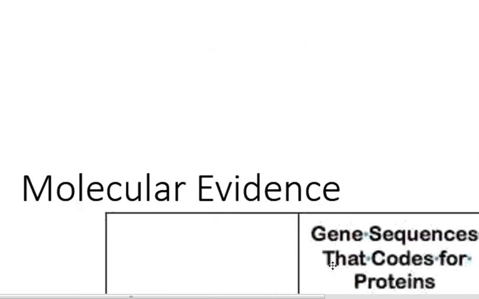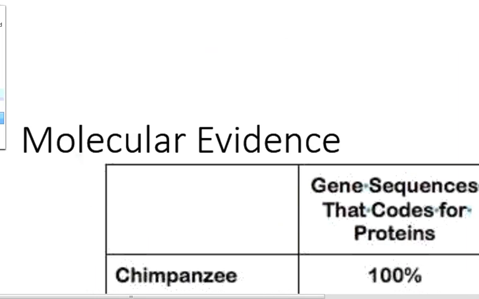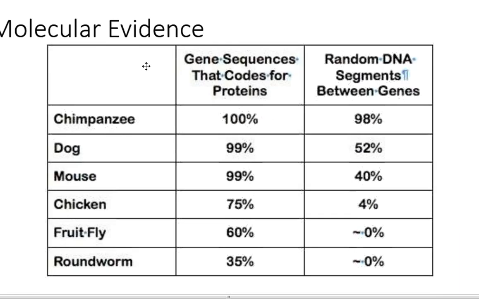And the last evidence is molecular evidence. This has to do with DNA, proteins, amino acids, any kind of biochemical element. Here you can see that 100% of the genes that code for proteins are similar between chimpanzees and humans. 99% dogs, and going down to where there's only a 35% similarity between us and roundworms. This shows an evolutionary history.